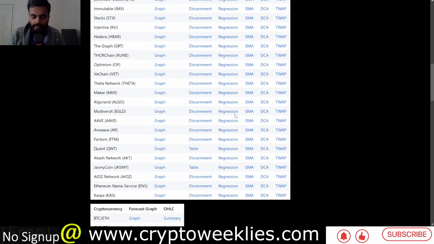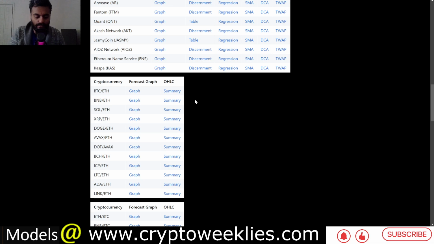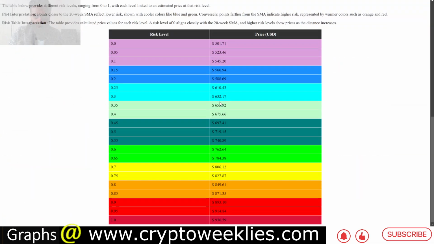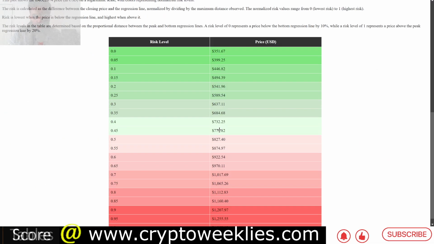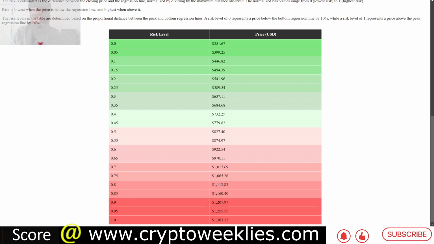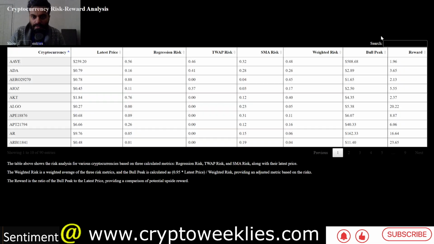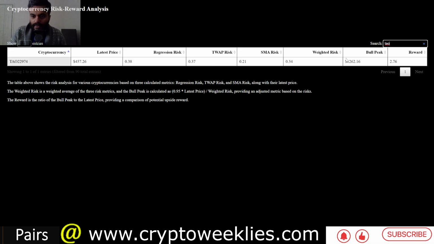The areas to look for in TAO price action are, per the SMA model, between around 760 and 860, and per the DCA model, between $820 and $1,112. The estimated bull run peak for TAO comes at around $1,260.